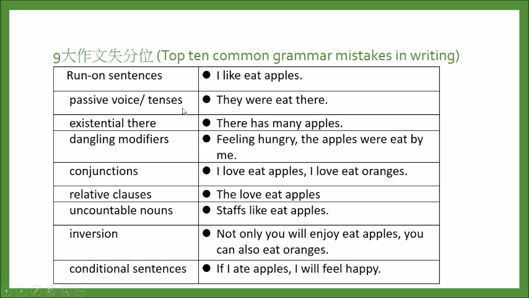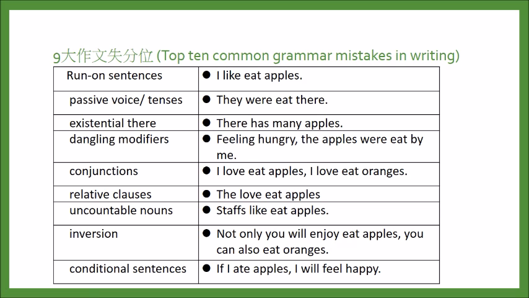Passive voice is quite tricky when you don't have time to recheck your composition, because you will forget to change the tense. And there are more examples like existential there, dangling modifiers, conjunctions, relative clauses, uncountable nouns, inversion, and conditional sentences. For existential there, the problem is that your Cantonese language may affect you, and then you may say "there has many apples." That would be wrong.